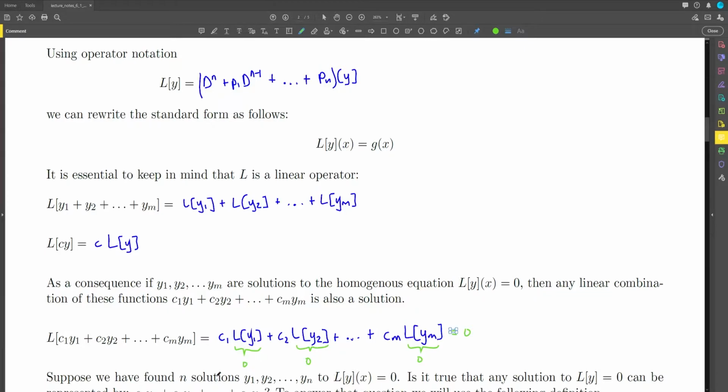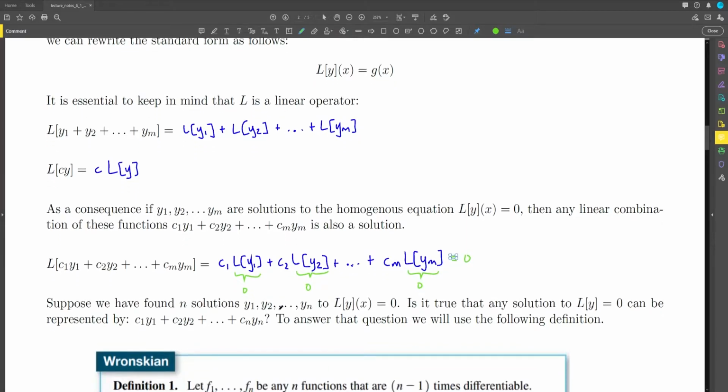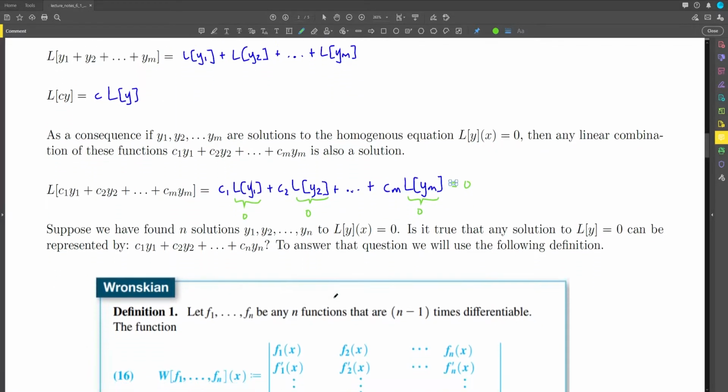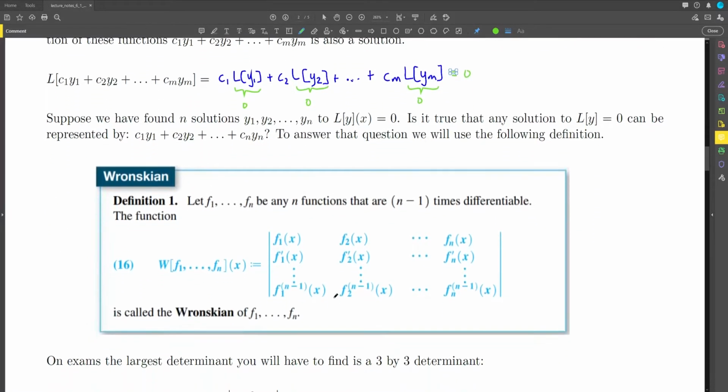Now, suppose that we have found n solutions, y sub 1 through y sub n, to our homogeneous differential equation. Is it true then that any solution to the homogeneous equation can be represented by c1 times y1 plus c2 times y2 up to cn times yn? To answer that question, we will use the following definition of the Wronskian.